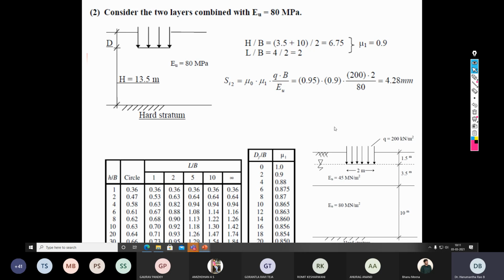And in case of the consolidation, there are two terms involved. One is what would be the stress at that point before construction of the footing, and what would be the additional stress due to the construction of the footing. So both are accounted for.